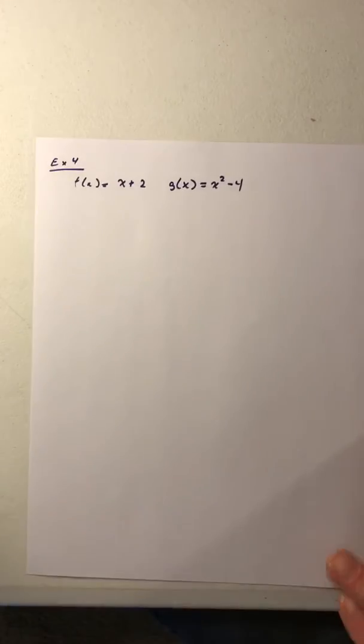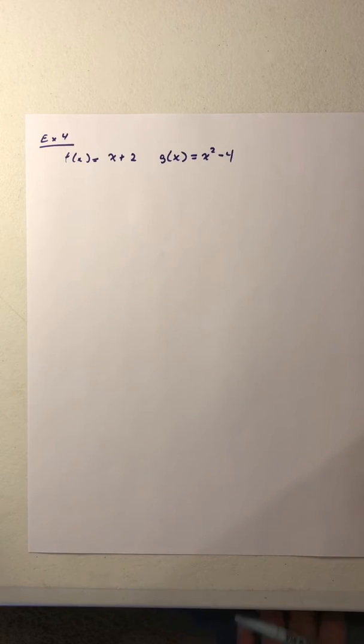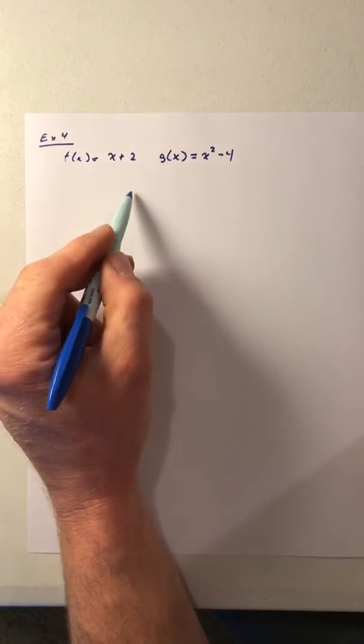I think I had one more. I think I misspoke before. That's all right. So if f of x equals x plus 2 and g of x equals x squared minus 4, notice they don't give us a whole lot of information on this one.